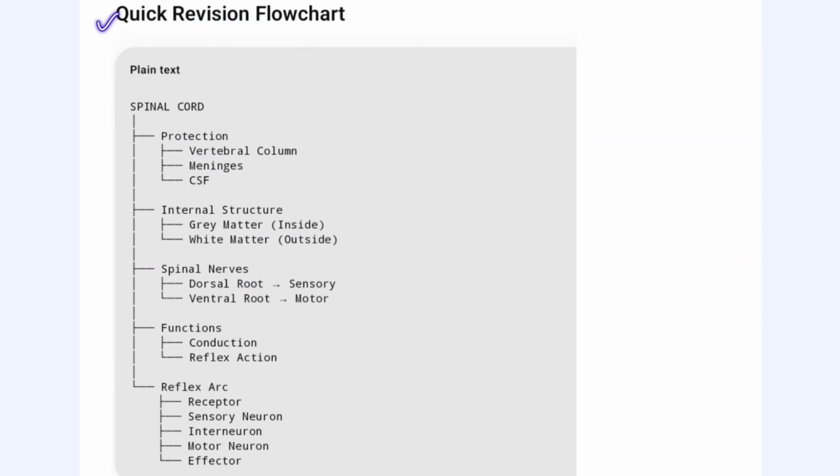Quick revision flowchart. So the spinal cord, the protections are vertebral column, meninges, cerebrospinal fluid. Internal structure, gray matter inside and surrounding it there is white matter outside. Spinal nerves, dorsal root which is the sensory nerves, ventral root which is the motor nerves. Function is conduction and reflex action. Reflex arc consists of receptor, sensory neuron, interneuron, motor neuron and effector.